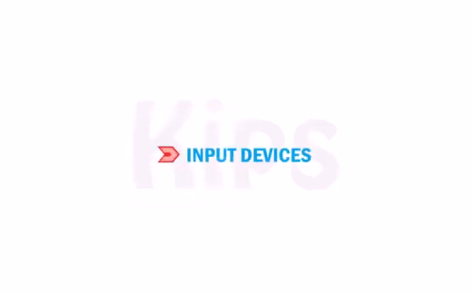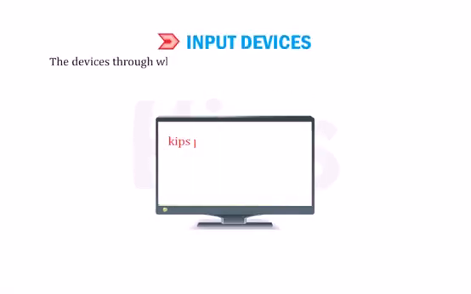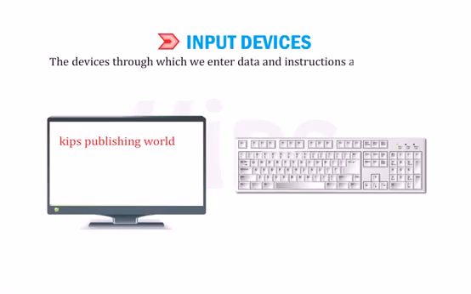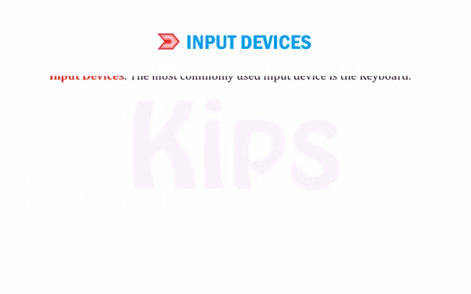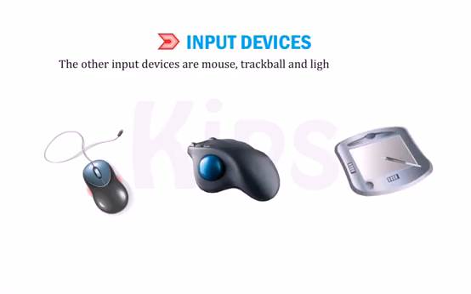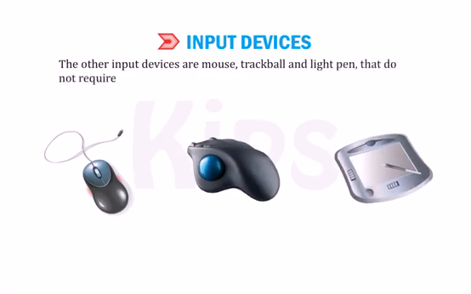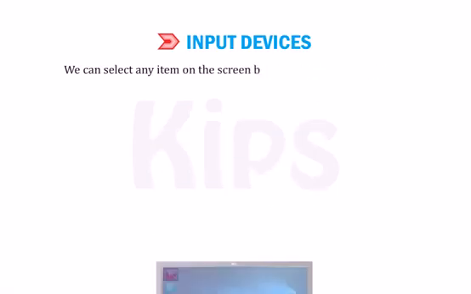Okay students, now we will talk about input devices. The devices through which we enter data and instructions are called the input devices. The most commonly used input device is the keyboard. The other input devices are mouse, trackball and light pen that do not require typing to input data. These are called pointing devices. We can select any item on the screen by pointing and clicking on it.